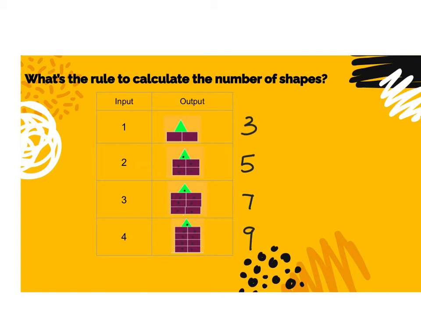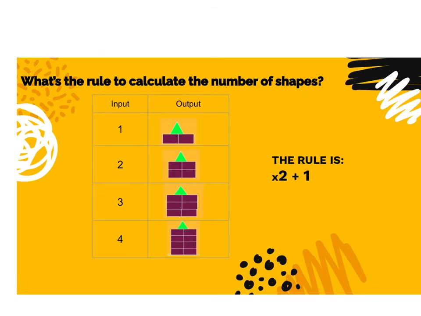If our input is 1, output is 3, think to yourself, what could that rule be? Remember, the rule needs to work for every input number. The rules we are looking at today are two-step rules. Think about what you need to do to the input to get to the output, and it needs to have 2 steps. The rule is times 2 plus 1.